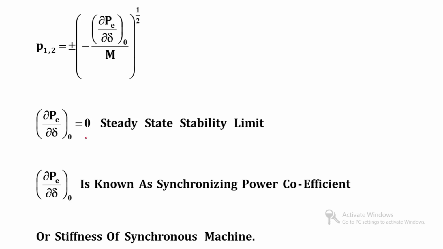Now if del P by del delta is equal to 0, then we can say that the system is neither stable nor unstable. The system is at its stability limit. So these are the three conditions.